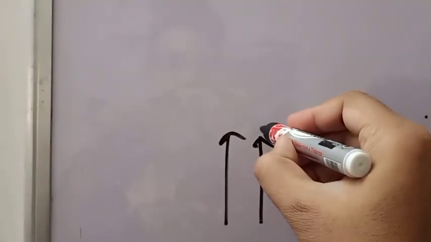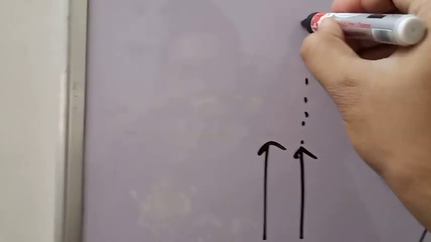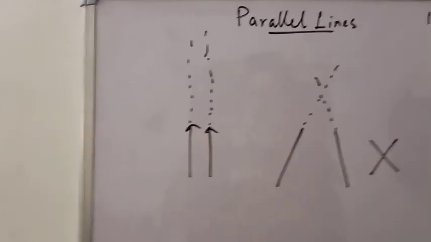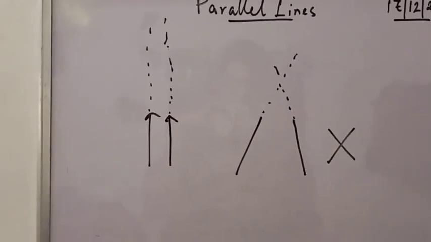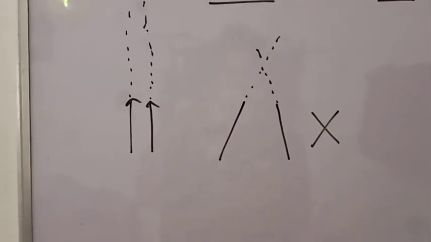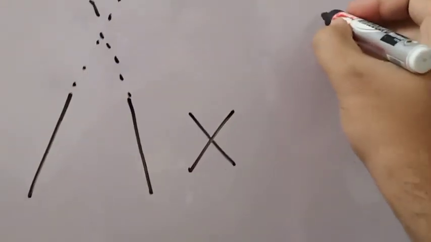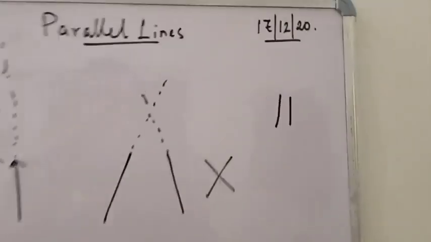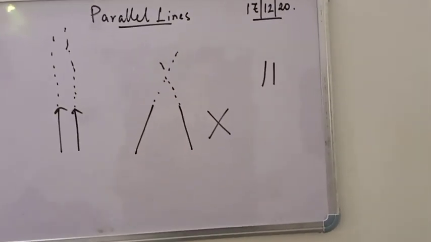But if we extend this one, it is going ahead but does not touch. So this is called parallel lines. If you write it mathematically, two vertical bars, that means this is a parallel line. Okay, so that is the sign of the parallel line.